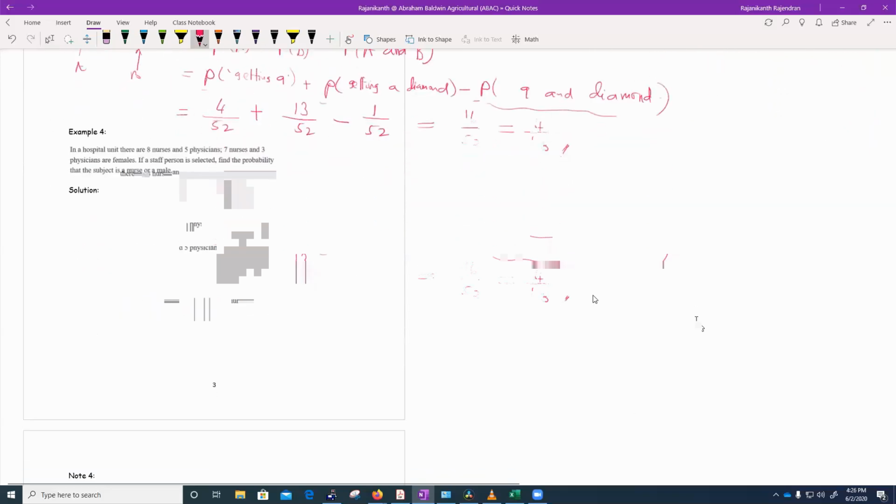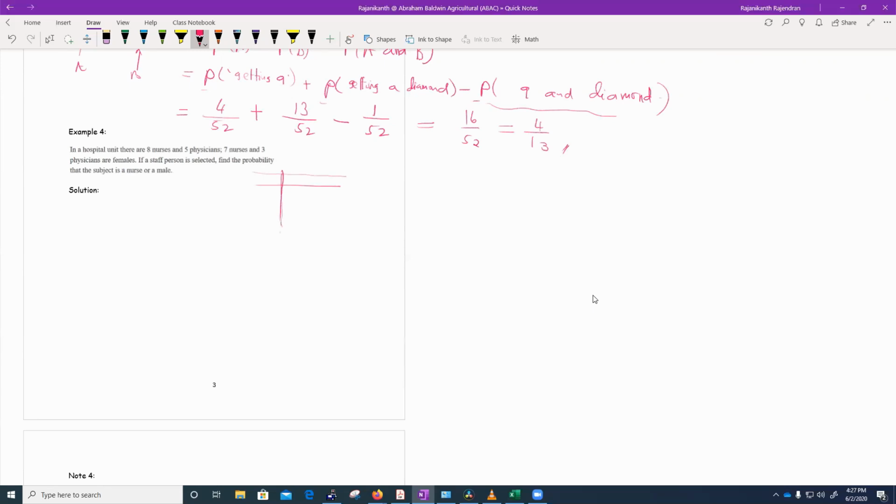Okay, so next one. In a hospital unit, there are 8 nurses and 5 physicians, and 7 nurses and 3 physicians are female. If a staff person is selected, find the probability that the subject is a nurse and male. If you have such a problem, it is always easier if you have a table, which we could call a contingency table. So I'm making a table, okay? So this is nurse, and this is physicians.